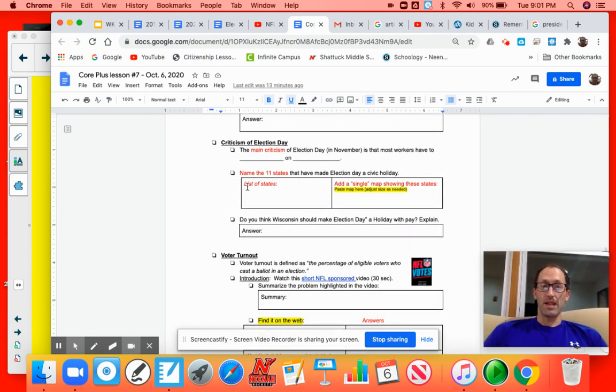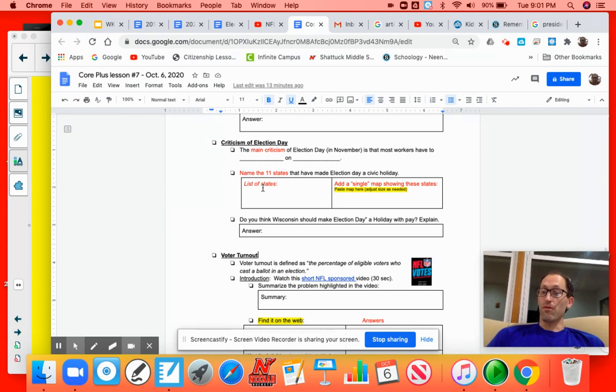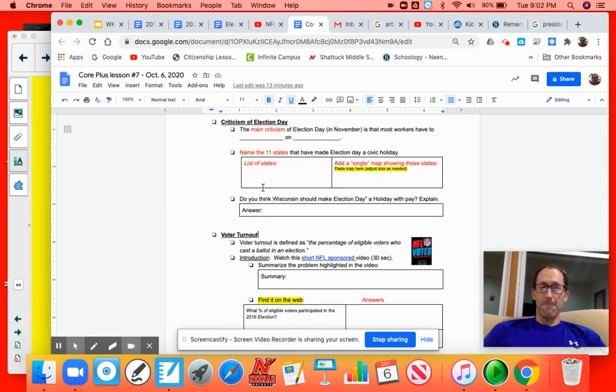Criticism of Election Day. Obviously, people don't vote for a reason. Some people don't vote because they can't, not because of age or citizenship, but because maybe they have to work and there are certain roadblocks stopping or hindering them from voting. You'll look at that.